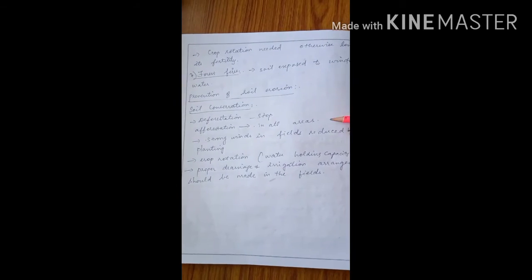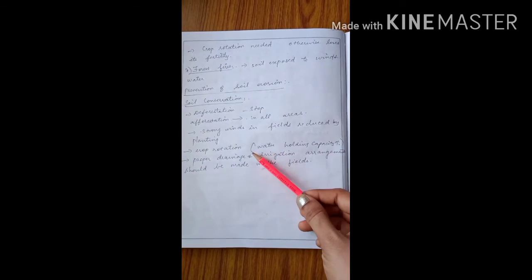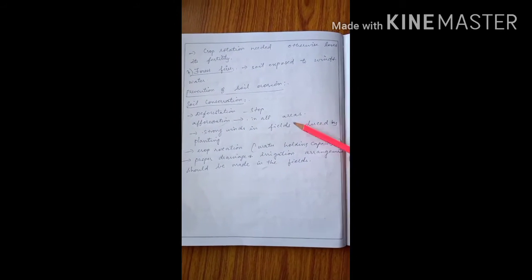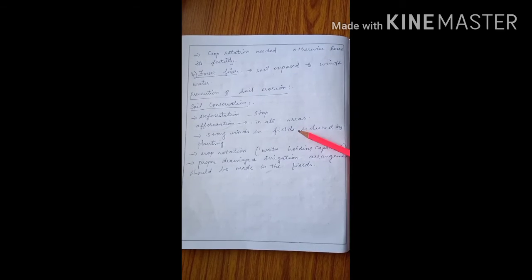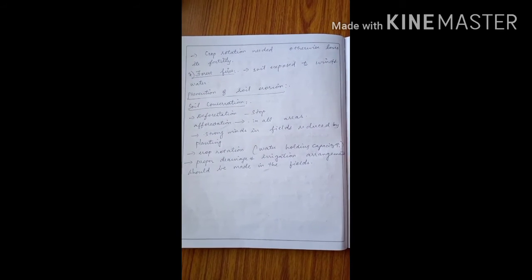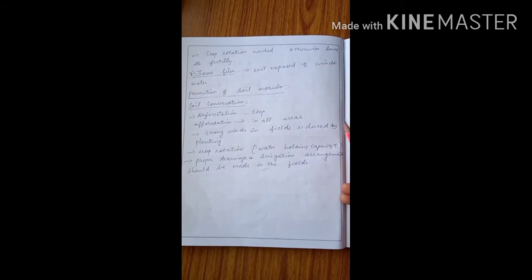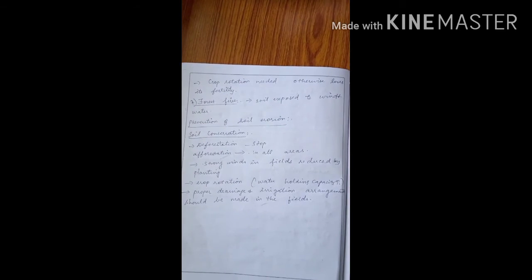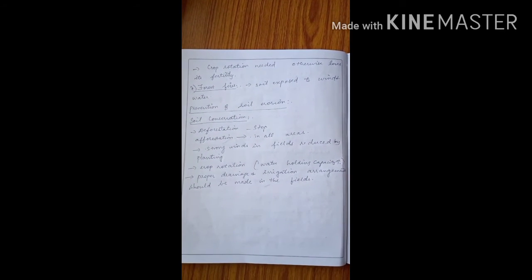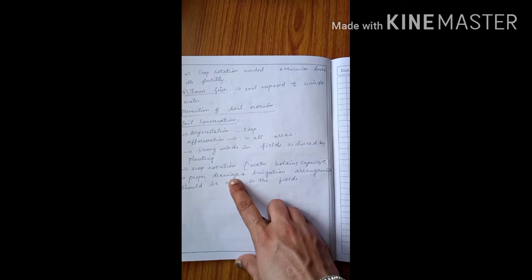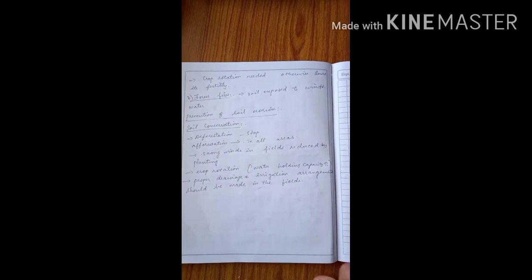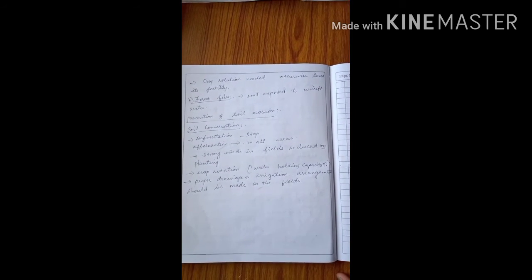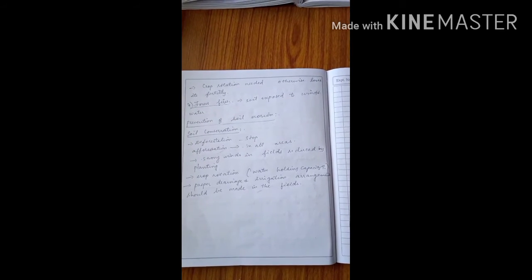Next one, prevention of soil erosion. First, we have to plant more trees, that is called afforestation. We should plant trees not only in the areas where we already cut the trees, but in additional areas also. Because of planting trees, the strong winds in the fields can be reduced. Crop rotation should be implemented, which improves the water holding capacity, and proper drainage and irrigation arrangements should be made in the field.